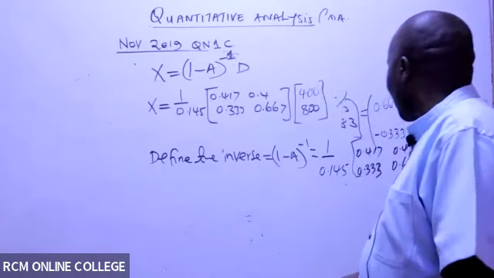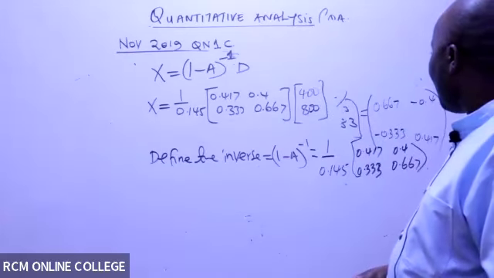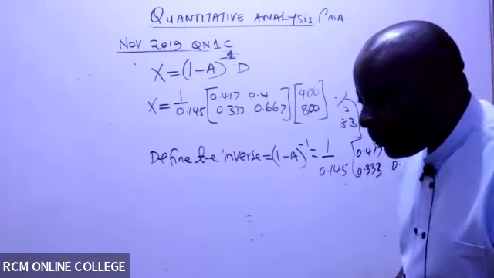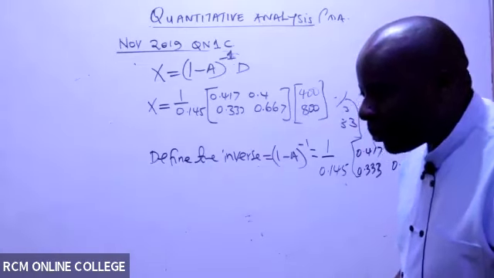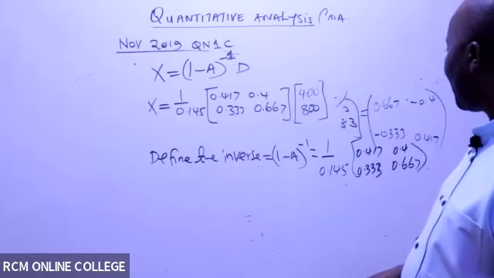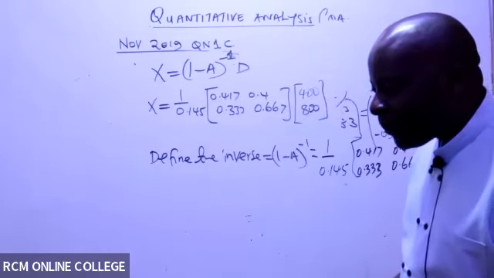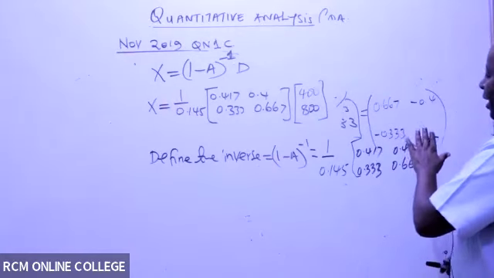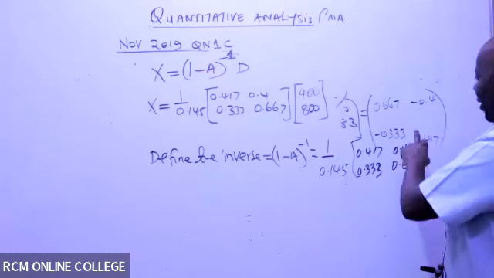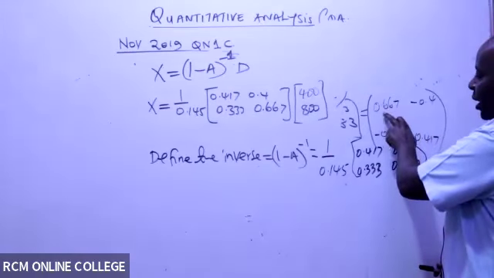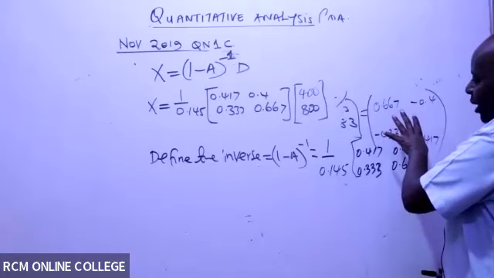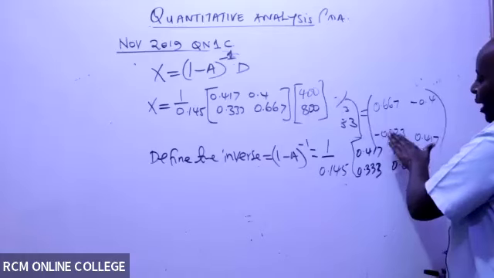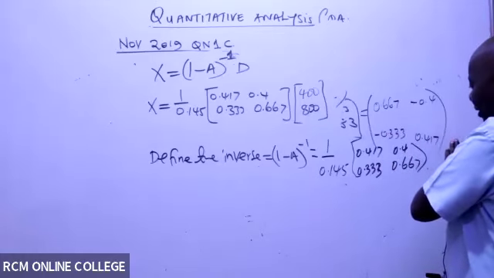0.667 minus 0.33, 0.417. Now, remember, you are the ones who gave me these initial figures, the I minus A. You gave me 0.667, if I'm not wrong, minus 0.4, then minus 0.33, and then 0.417.